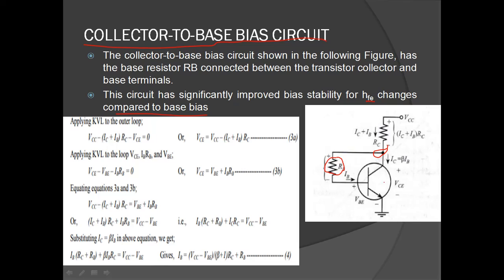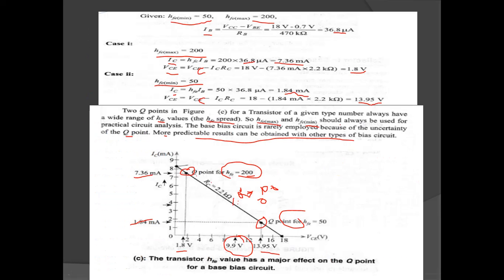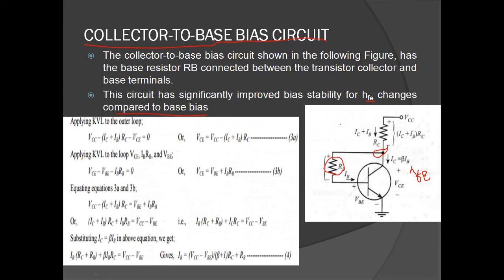HFE is nothing but the gain. The gain of a transistor keeps on changing. Whenever the gain keeps on changing, the previous circuit, that is the base bias circuit, is not stable. But this circuit, the collector to base bias circuit, is more stable when the gain, that is the HFE value, changes.